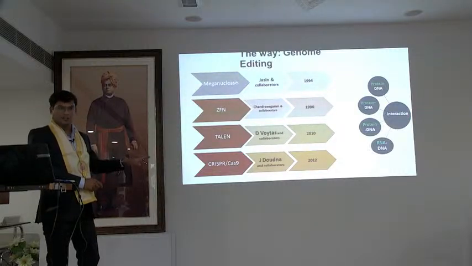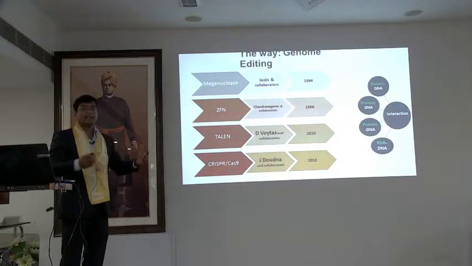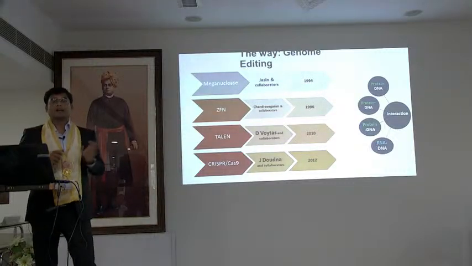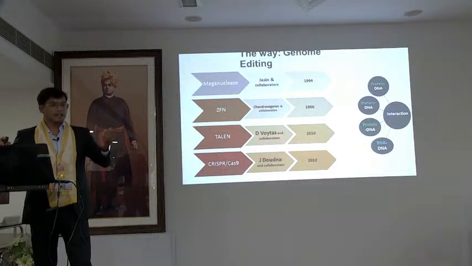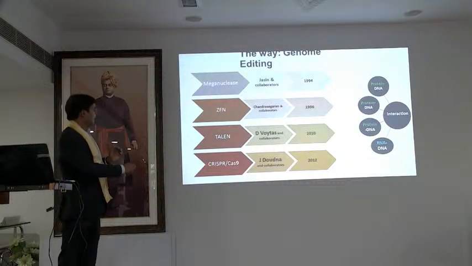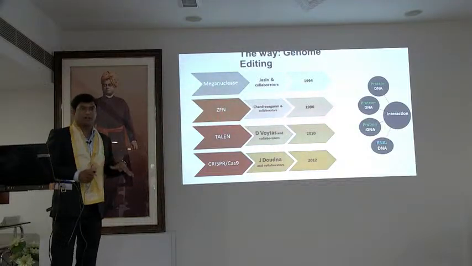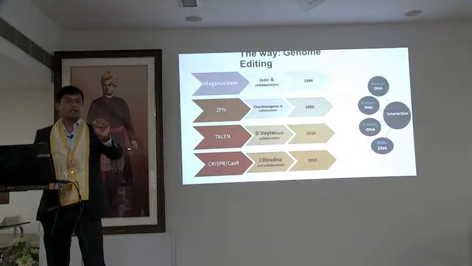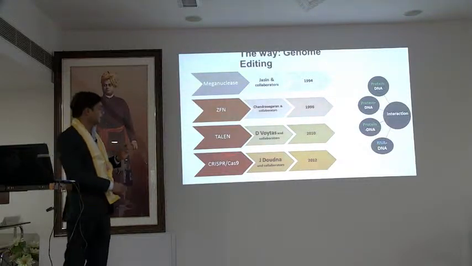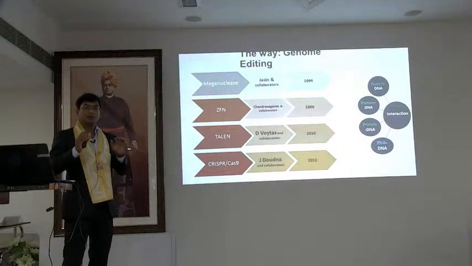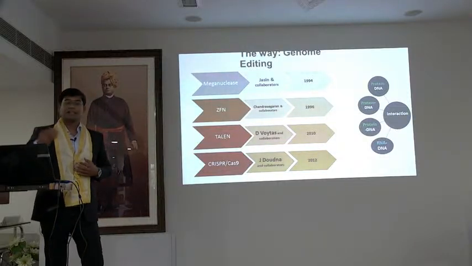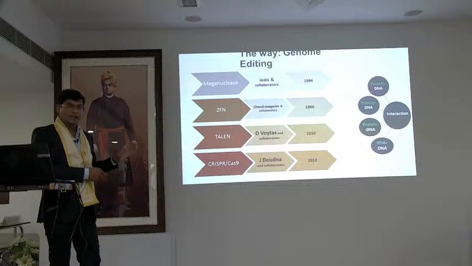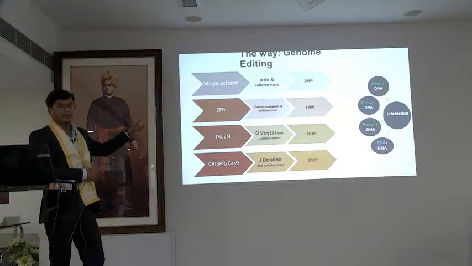RNA-DNA interaction. That is why CRISPR-Cas9 is easier to do. Suppose you want to edit a gene other than gliadin, and you want to edit it with these three tools, then you have to design a new protein for each gene. But for CRISPR-Cas9, you have to design a new RNA for editing a new gene. So it is easier than the other three.